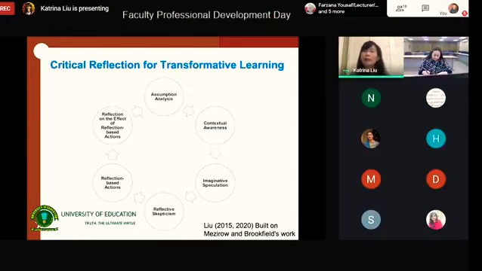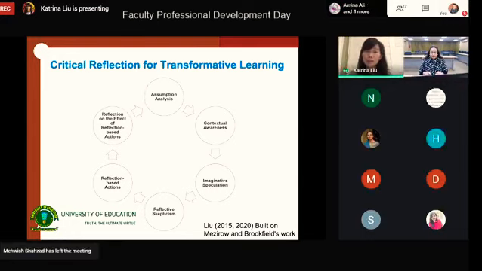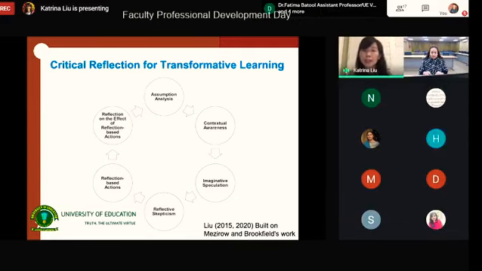So, based on Jack Mezirow and Stephen Brookfield's work, I developed a critical reflection for transformative learning in education framework, specifically for teachers and pre-service teachers. So these stages included assumption analysis and contextual awareness, imaginative speculation, reflective skepticism, and reflection based on actions.